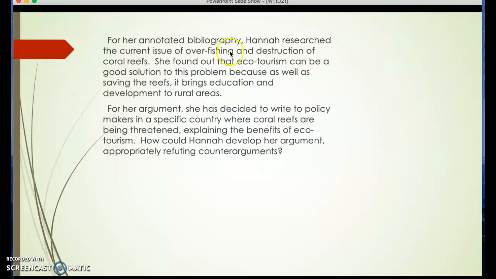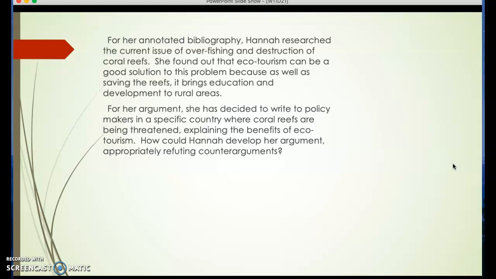Next example, we have Hannah, who researched the current issue of overfishing and destruction of coral reefs. She found out that ecotourism can be a good solution to this problem because, as well as saving the reefs, it brings education and development to rural areas. So she's writing this to policymakers in a specific county where coral reefs are being threatened, explaining the benefits of ecotourism. How could Hannah develop her argument appropriately, refuting her counter arguments?